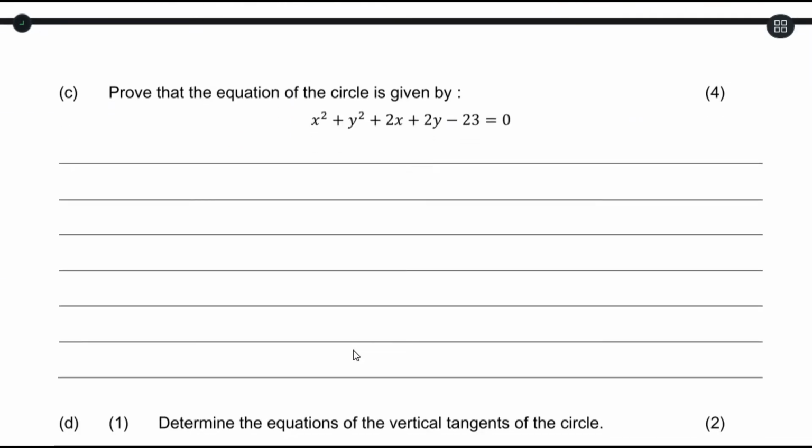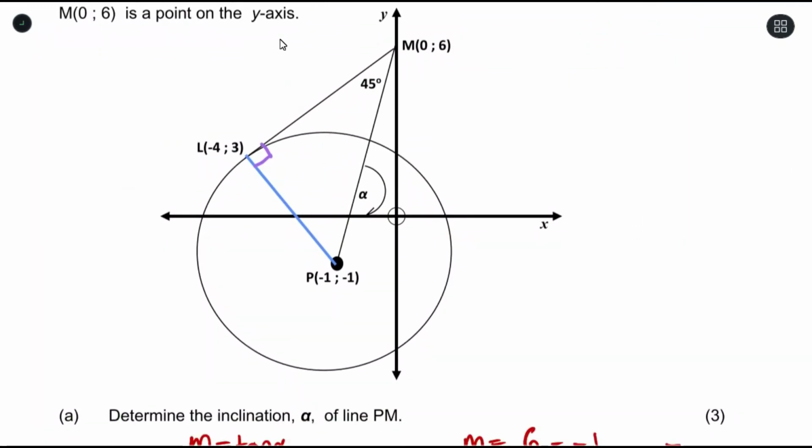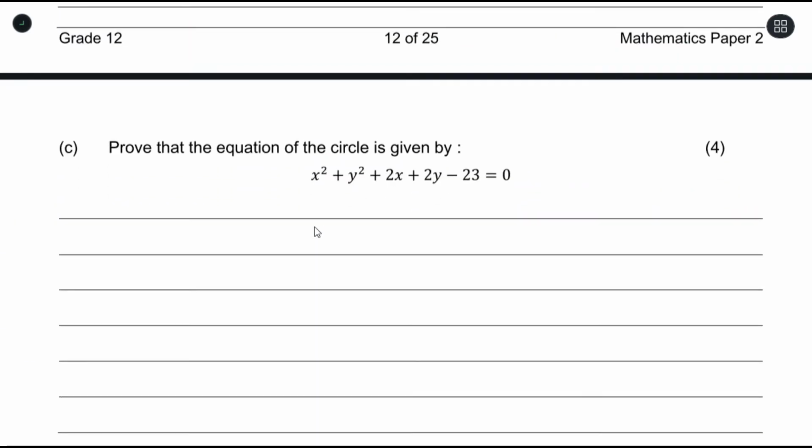Now, C says prove that the equation of the circle can be given by this, okay? So let's go back to our circle. This is our circle over here. The center of our circle is (-1, -1). And the radius of our circle, because we actually got the distance of PL, is 5, right? So using the equation of a circle when the center is not at the origin, the formula is written like this.